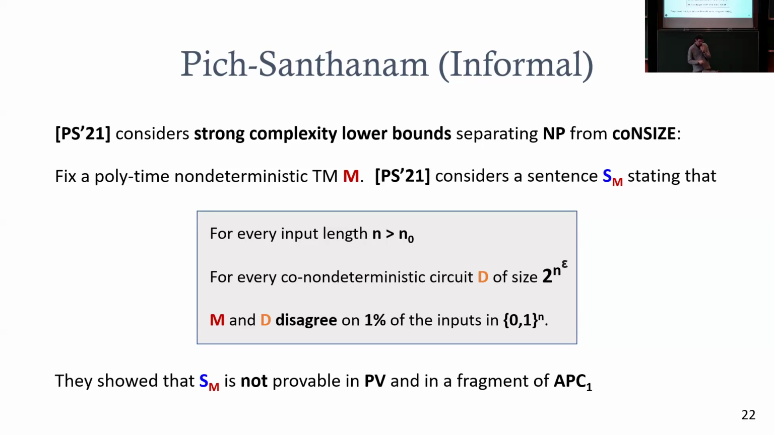What is the difference between the co-non-deterministic size and co-NP? Yeah, so these are non-uniform circuits. That's the difference. More questions? What's the fragment of APC1? It's APC1, but you restrict the dual weak pigeonhole principle, so it doesn't have extra parameters.